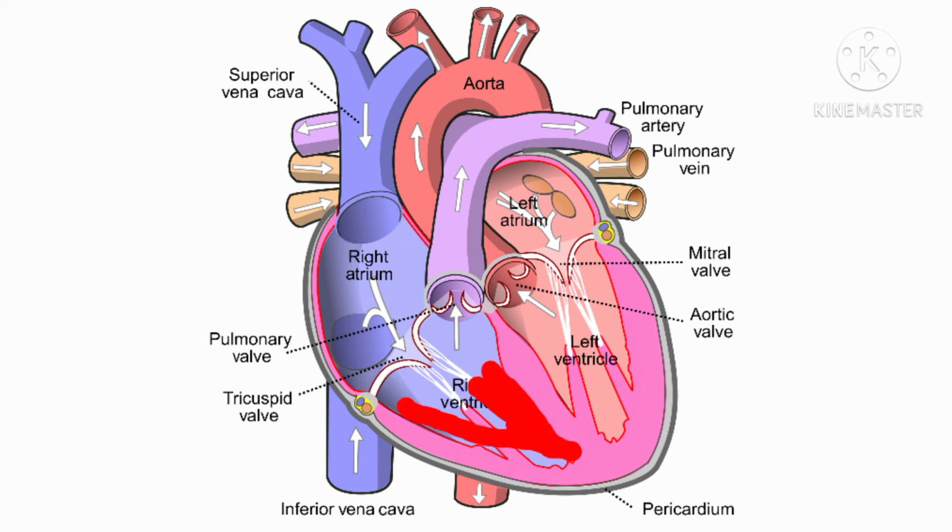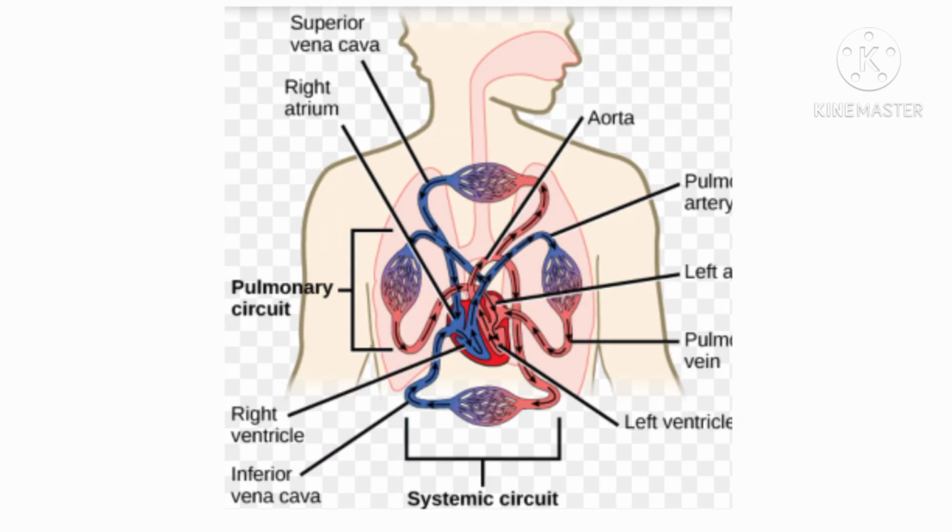Now, the impure blood in the right ventricle gets transported to the lungs by the pulmonary artery. See, as I told you earlier, this is the pulmonary artery and this is the lungs. The impure blood from the right ventricle enters this pulmonary artery and goes to the lungs. Gaseous exchange takes place in the lungs.